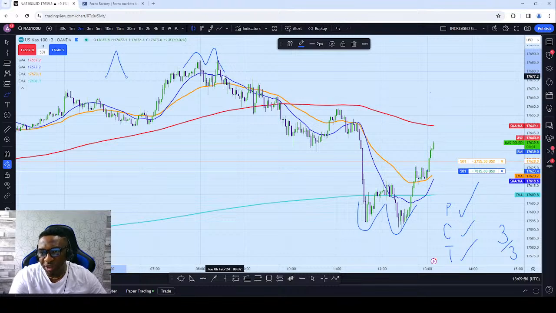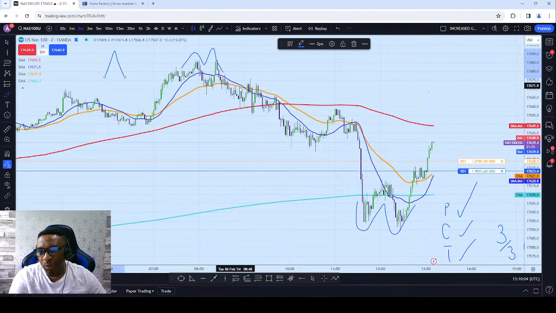So here price dropped below the blue moving average, came to the 200 moving average, and pushed up again. Whatever is happening here is more or less a fake out. You should consider where price is from here. Price is below, so all this shouldn't trick you into trading going up.